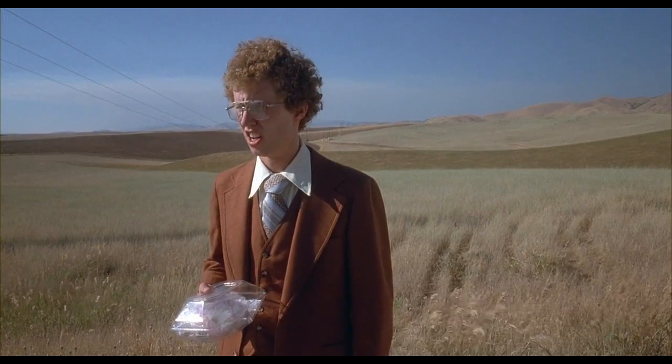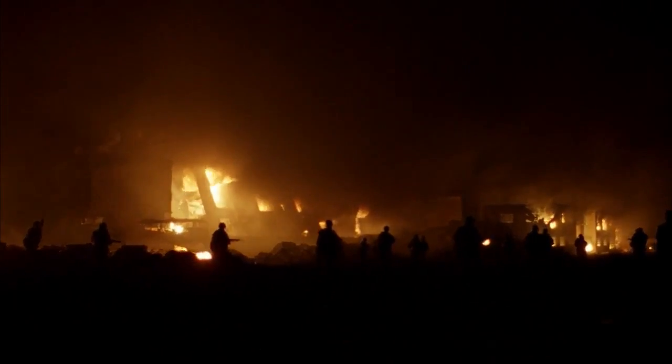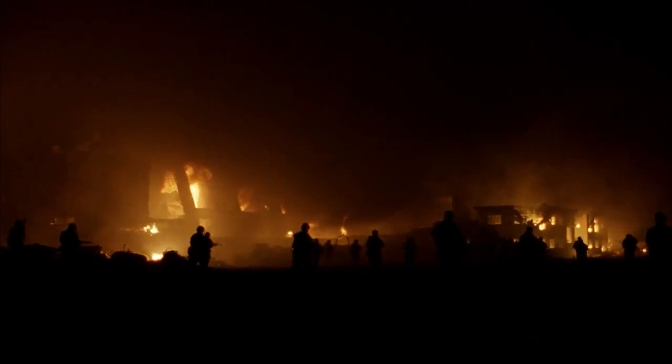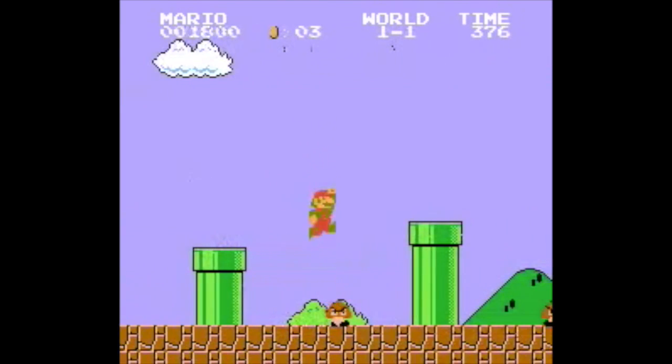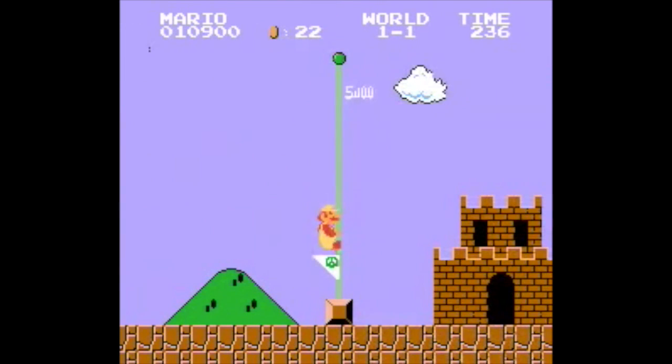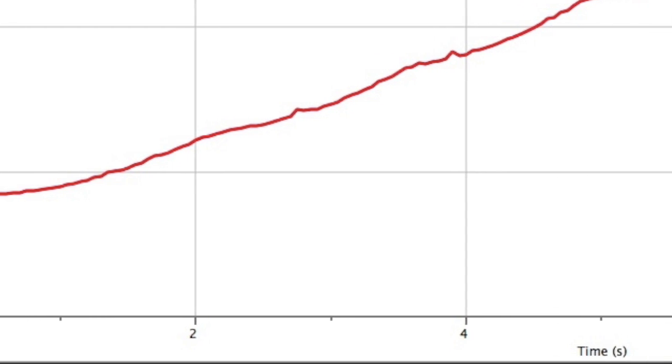The answer comes from time and language. In Western culture, left to right indicates the progression of time. Our language reads from left to right. Books begin from the left and finish once we get to the right. In video games, players start on the left side and finish the level on the right. On any line graph, time increases as we move right.